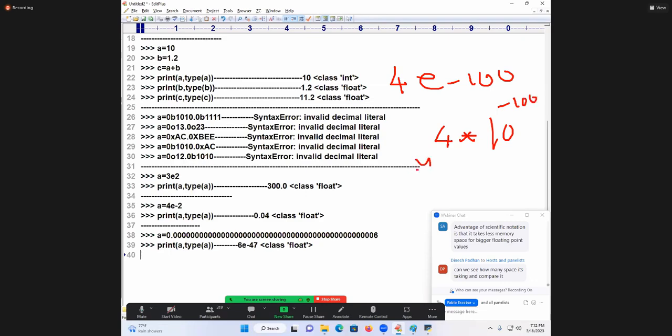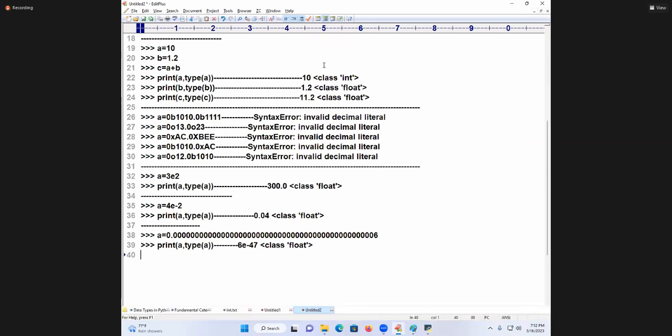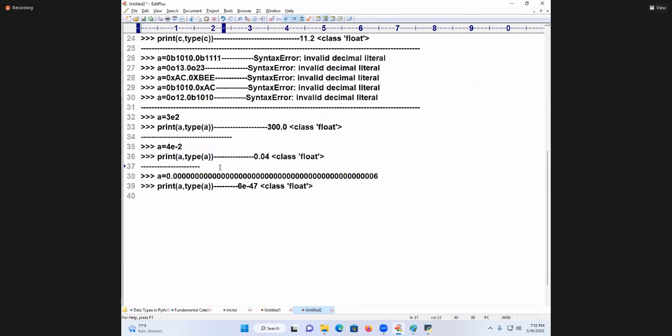That is 4 by 10 to the power of 100. 0.0000 and so on will come. It won't store such big numbers of zeros. It will take it as 4e minus 100 only. Did you understand? And these are very, very important in interviews as well as at the MCQ level. I hope you are understanding the floating point data type.